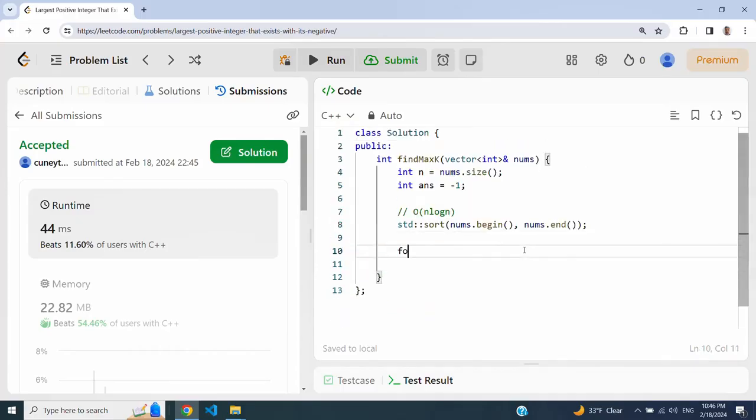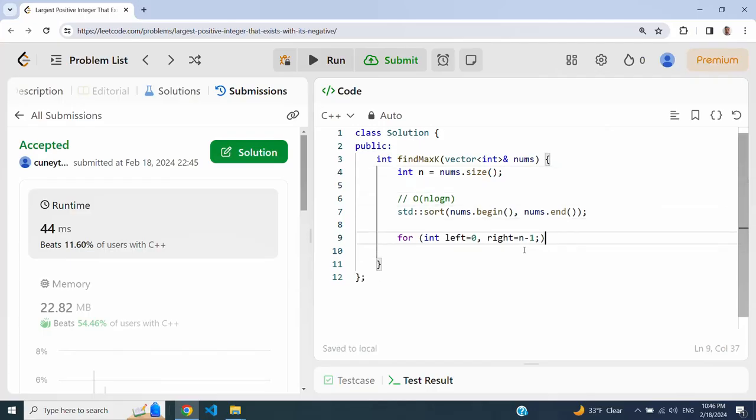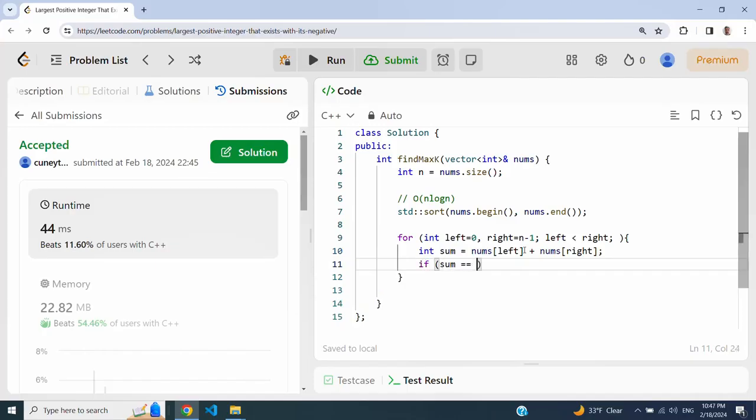So let's do int left is equal to 0, right is equal to n minus 1. I don't need this answer anymore, right? So left is equal to 0, and for as long as left is less than right, let me do sum is equal to nums[left] plus nums[right]. And if sum is equal to 0, then we return nums[right] because that's the positive number. I know it this time because we sorted it, right?